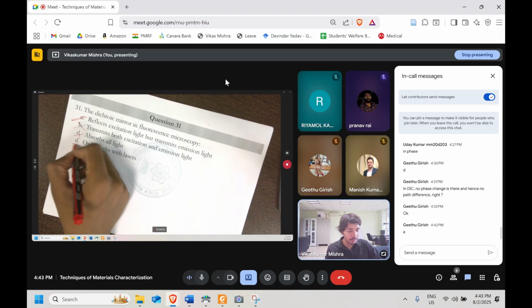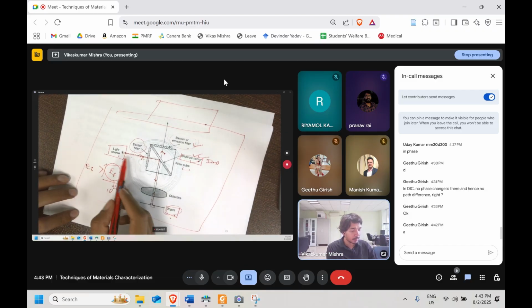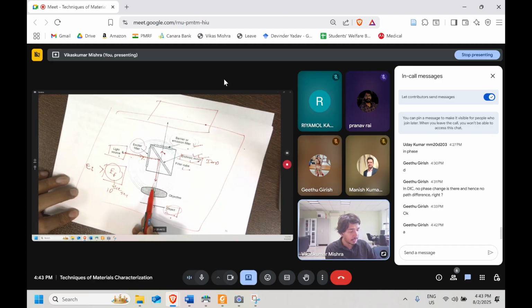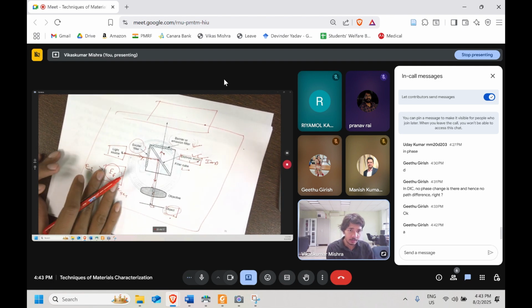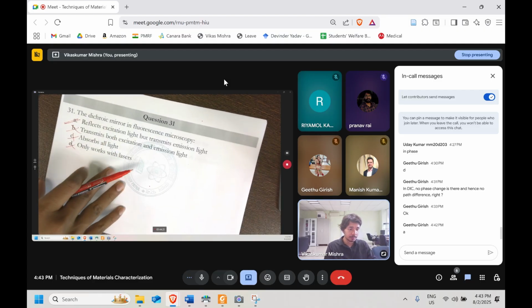This is also incorrect. This is also incorrect. So here we saw that the dichroic mirror reflects the light source while it's transmitting the emission light. Okay. Option A is the right answer.